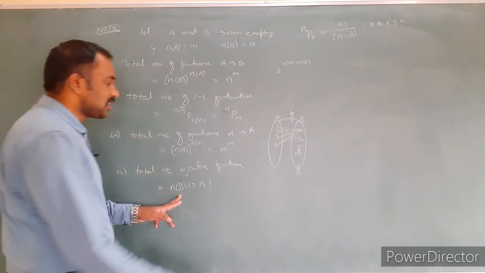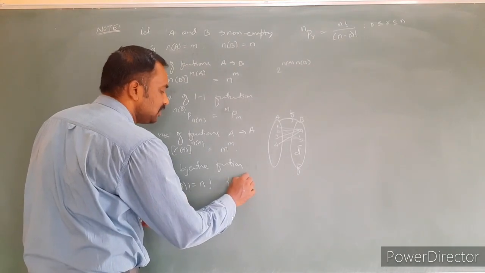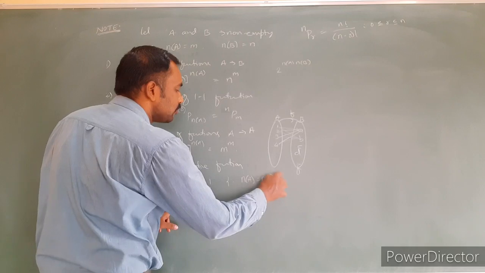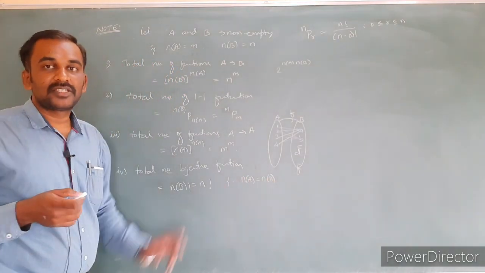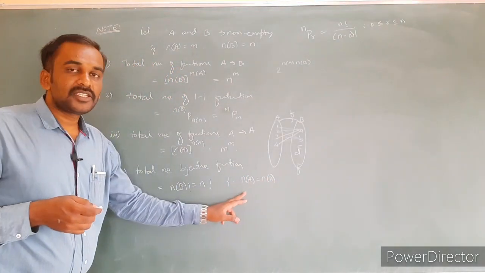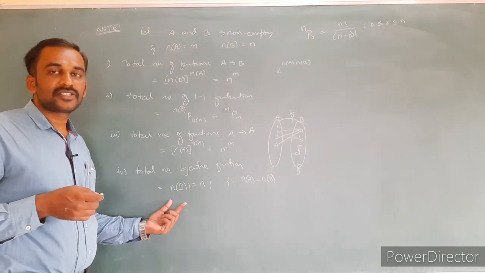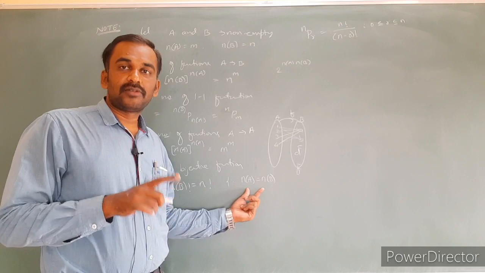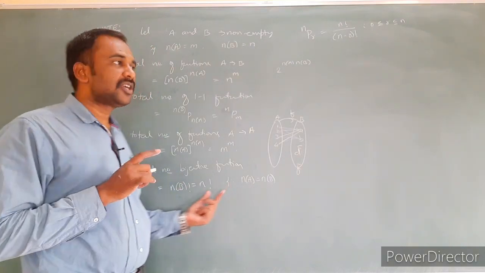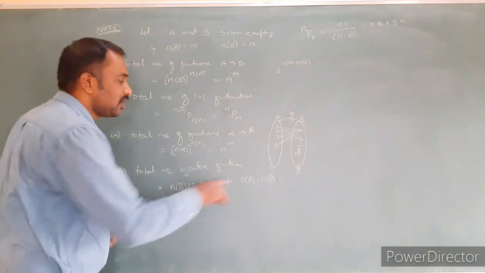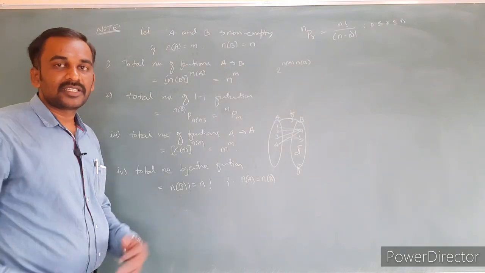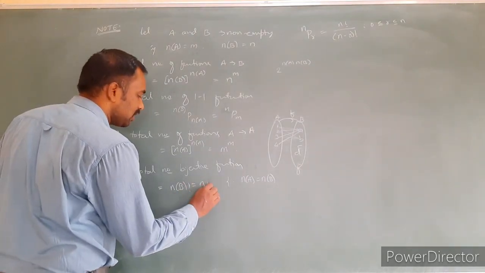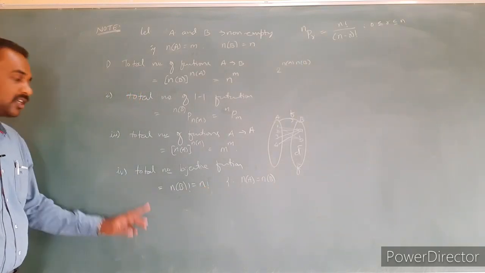Here n(B) is the second set, the codomain set, provided that n(A) is equal to n(B). Only when n(A) is equal to n(B). If this condition is not satisfied, then it is not possible to write. Only when the domain set and the codomain set have an equal number of elements does this formula hold good. If not equal, then there is a different result. We'll study that in competitive exams. Until then, just remember these formulas, very important.